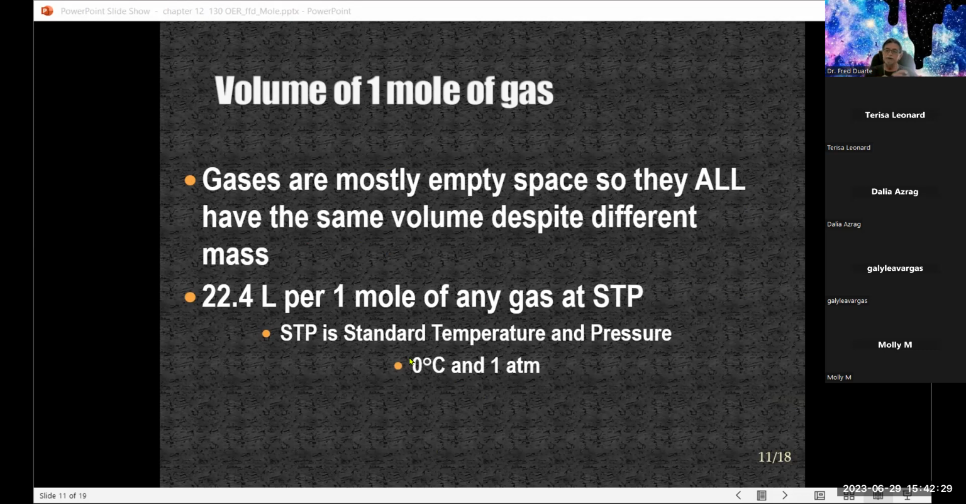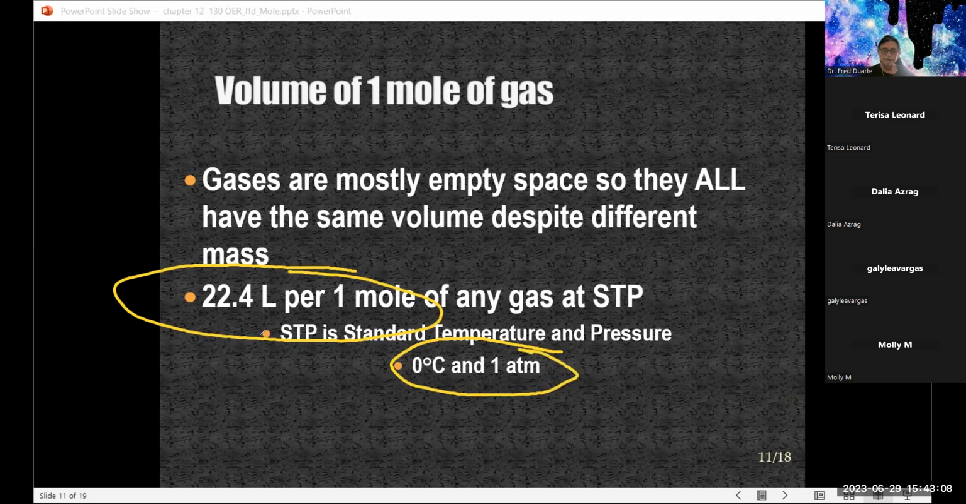Okay. Under these conditions of 0 degrees Celsius and 1 atmosphere, 1 mole of any gas occupies a volume of 22.4 liters. Okay. Recall back when we were doing the physical properties, we said the gas just occupies the volume of whatever container it's in. It doesn't really have a known volume. Well, here it does under these conditions and these conditions only. If these conditions are not met, then this is not true.